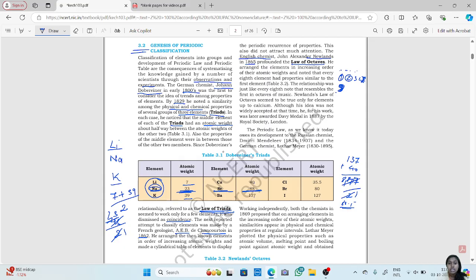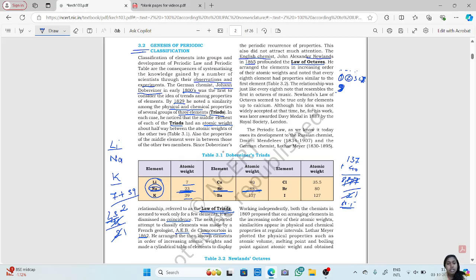Now the relationship was just like every 8th note that resembles the first in octaves of music. So he compared it with the musical notes. What musical notes do we follow? We follow sa re ga ma pa dha ni sa, no? So it starts with sa, ends with sa. So the same thing he followed for the law of octaves. Every 8th element is similar to the first element. That is what he had said.